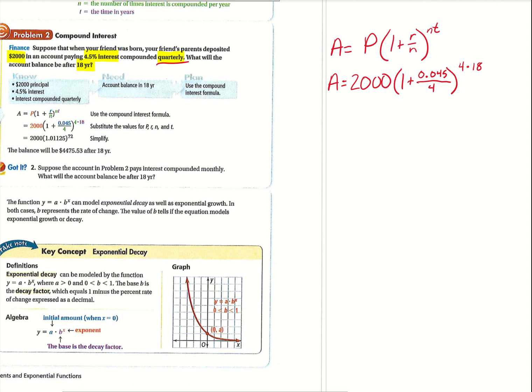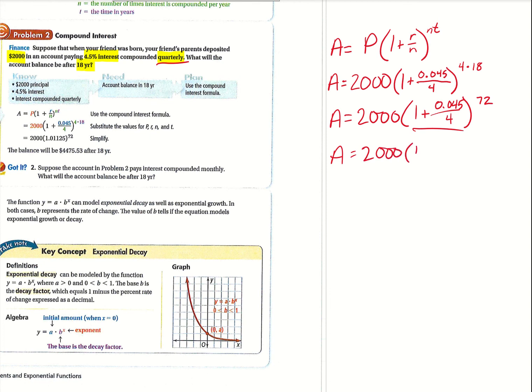Okay, so that's our equation. Really the hard part here is setting it up, and then the rest you can just type into your calculator. I'm personally going to leave this for now just to make it a little bit easier on myself. I'm going to do 4 times 18, which will give me 72. Then I would type this part into my calculator. So that will give me 2,000 times 1.01125. I was just reading that from the book there, so you're not expected to be able to do that quickly. And then still to the power of 72.